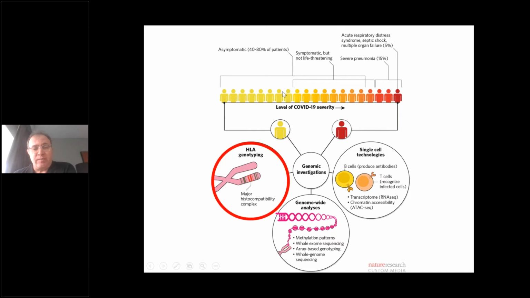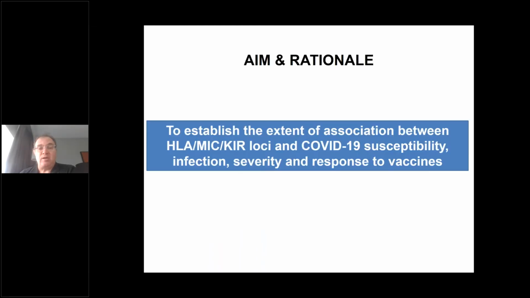Of course, one of the clear culprits are HLA genes, and the aim of our study is to understand the extent to which MHC alleles are responsible for susceptibility to infection and to various clinical course of the disease. So the aim and rationale of the study is quite simple. To establish the extent of association between mainly HLA, but also MYC genes and KIR loci with COVID-19 susceptibility, infection severity, and ultimately response to vaccine.